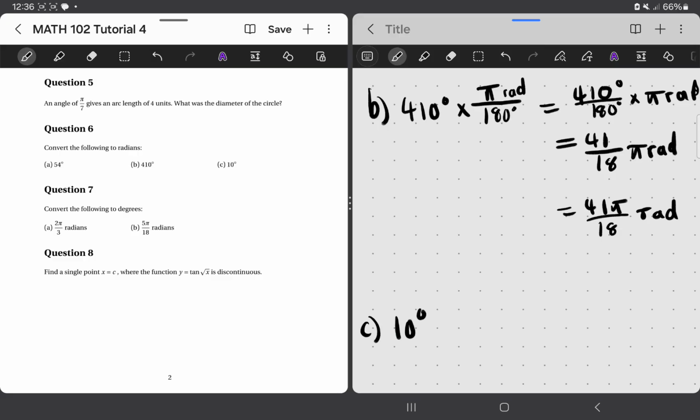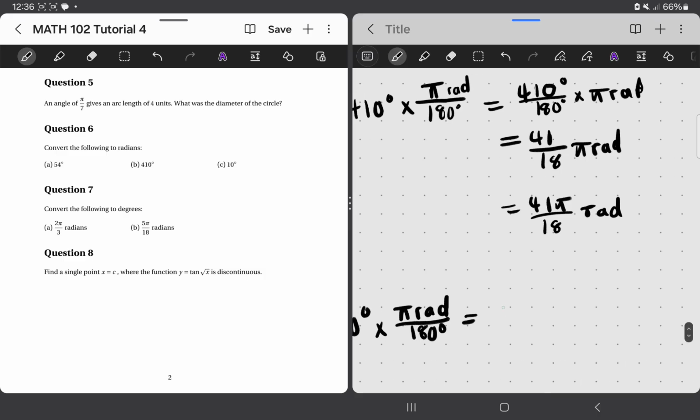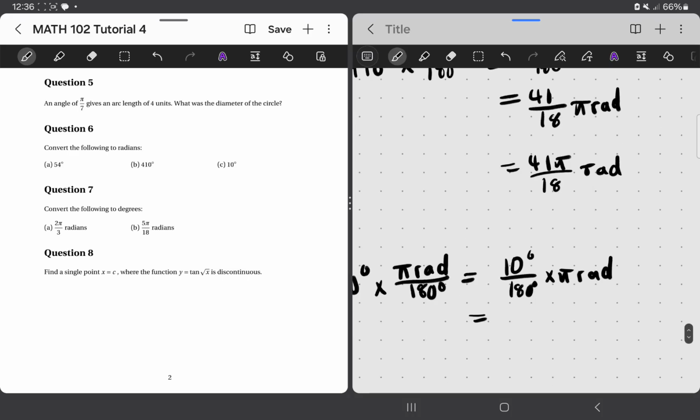That's 10 degrees. We want to convert. So how do we convert? We multiply by pi rad over 180 degrees, which is just going to be equal to 10 degrees over 180 times pi rad, which is going to be, what is this? You can just do it. It will get 1 over 18 pi rad.